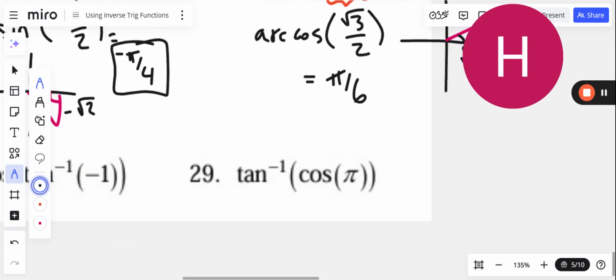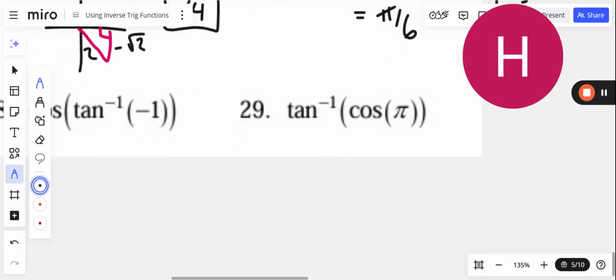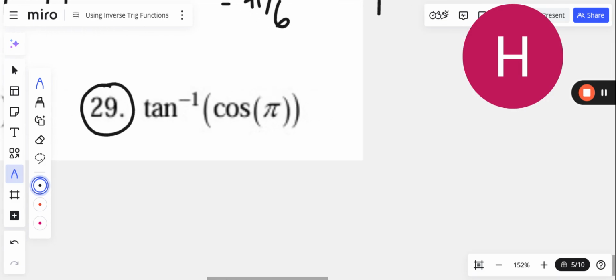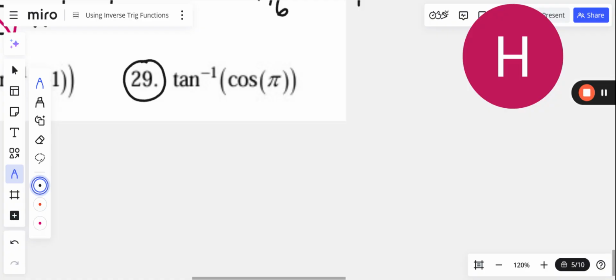Okay, and let's see. Last one here that we'll do, tan inverse of cosine of pi. So cosine of pi, again, you should know this mentally. If it takes a second, that's fine. Negative 1. So we want the tan inverse of negative 1.